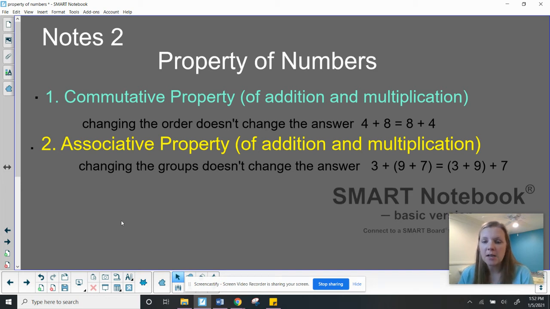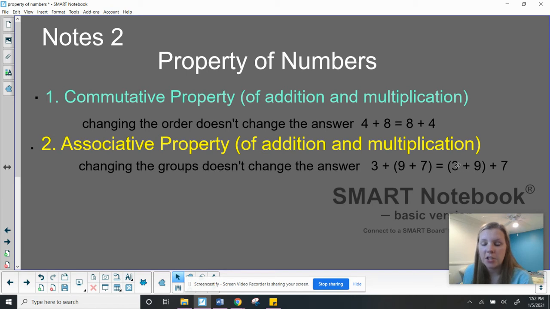If you look at that example, the 9 and the 7 are in one group. In the parentheses, those are grouping symbols. And the 3 is on the outside. So you start with a group. 9 and 7 is 16. 16 and 3 is 16, 17, 18, 19.